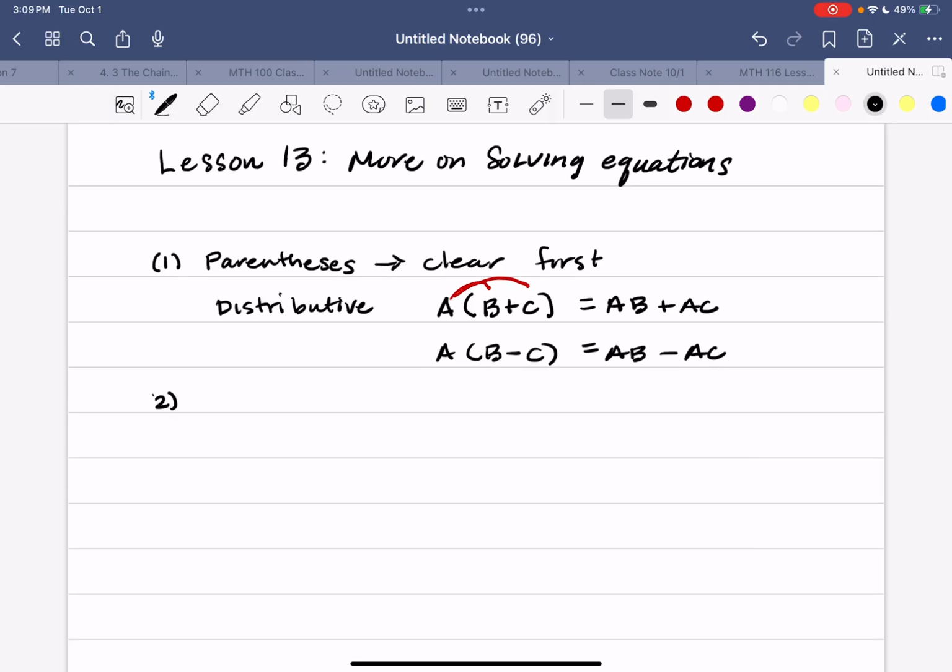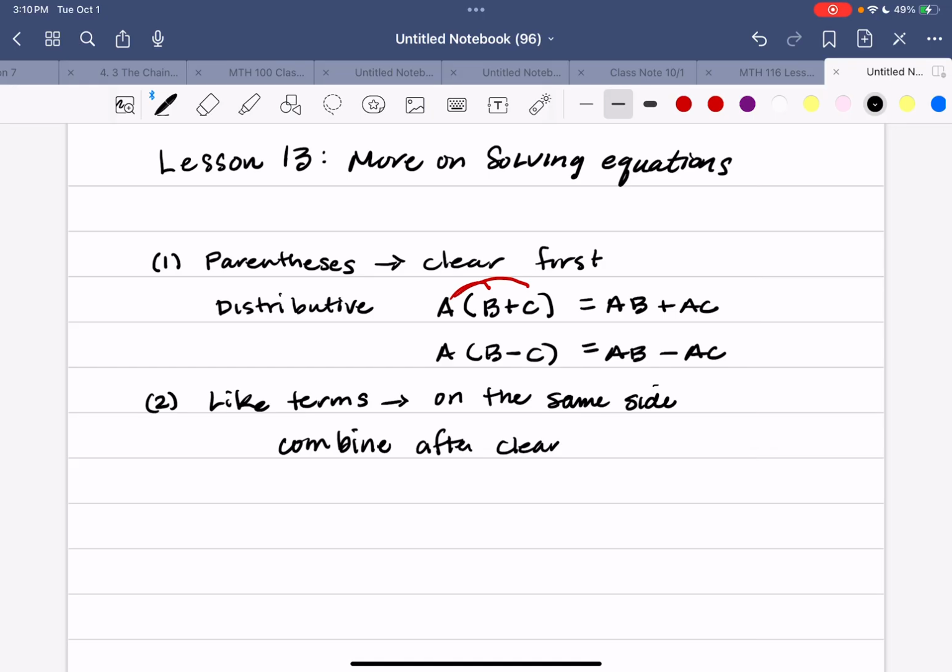Now, we also may have some like terms. We did see a few of those in the last lesson 12. If you have any like terms, and these are the ones that are on the same side, you want to go ahead and combine those next. So combine after clearing the parentheses.